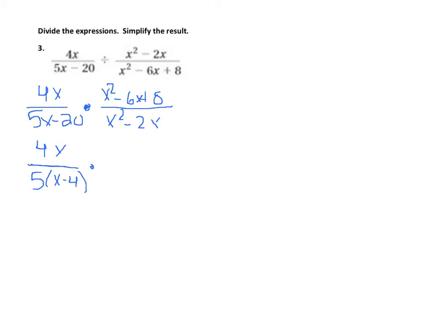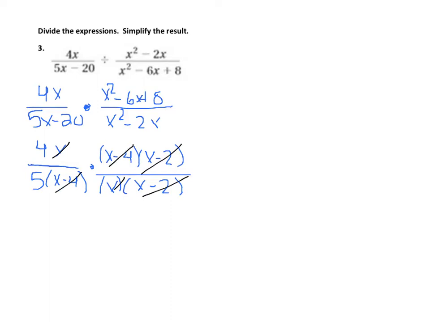See what multiplies to 8 and adds to negative 6? Negative 4, negative 2. Okay, so these x's cancel. The x minus 4's cancel. The x minus 2's cancel. What am I left with? 4 over 5.